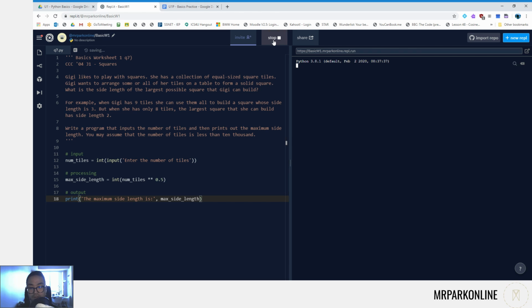Let's run this. Let's say there were 81 tiles. The max side length would be 9, right? Because we just have to square root our input.